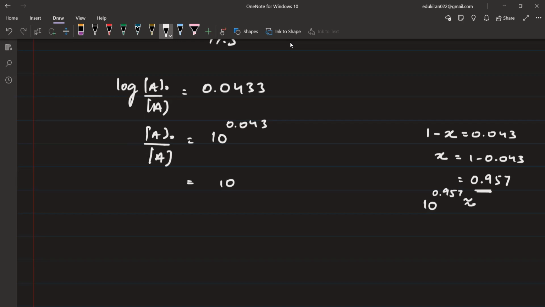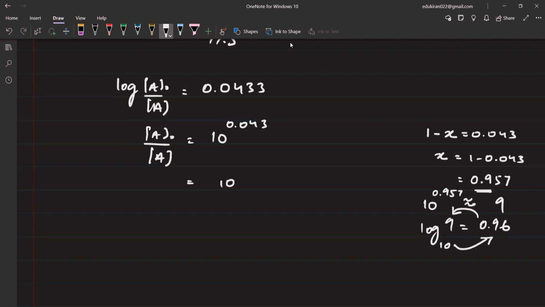Log of what? No. What is log 9? Sir, it is 0.96, right? So it is very similar to 0.957. I can write this as 9, because log 9 is equal to 0.96. So 10 to the power 0.96 is equal to 9. Can you see that?